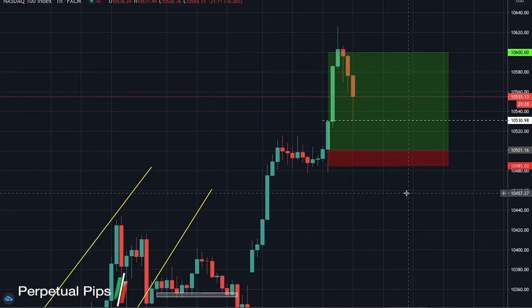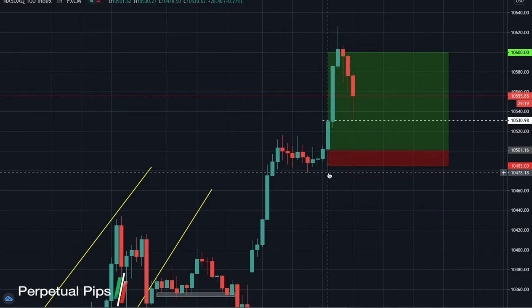So I had entered at 10,503 and 10,502 level, so around here, and that went down. Price went down to 10,478 level before popping up. So my bias was long. I had lost about 15 pips because I put my SL at 10,485, so about 17 odd pips.